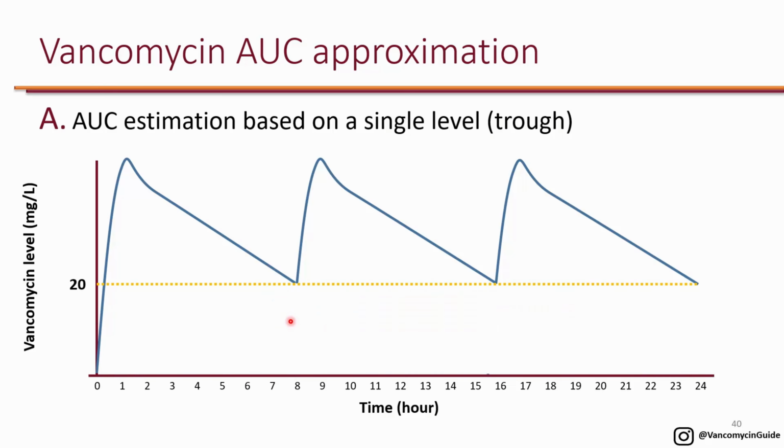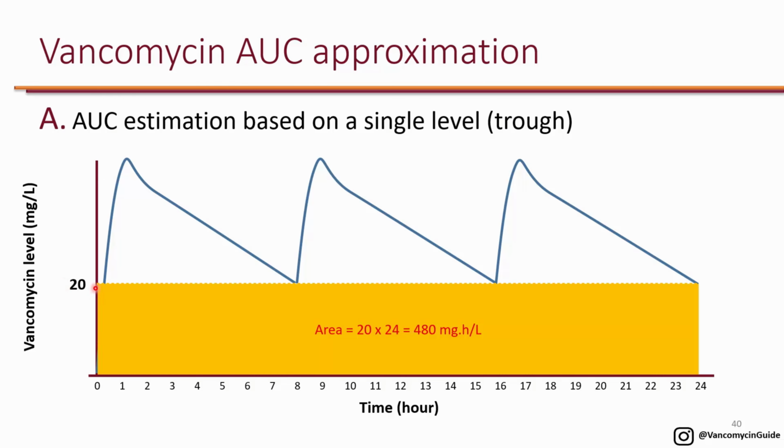Now, if you have a trough of 20 times 24, it's at least 480. So you definitely have achieved the AUC of at least 400, because you also have all of these areas. So at the very minimum, you have 480 plus all of these. So a trough of 20 is an overkill. So you definitely achieved an AUC of more than 400.